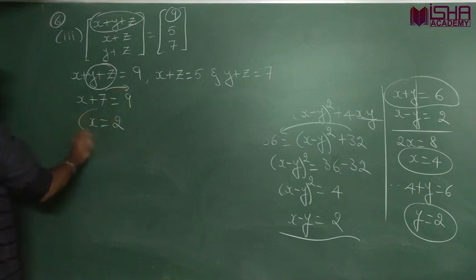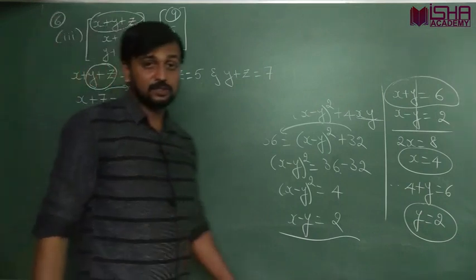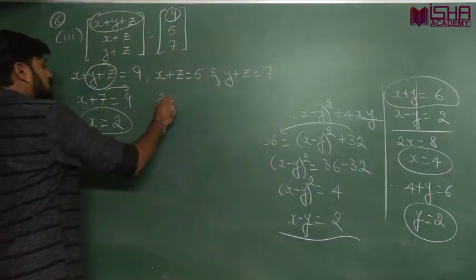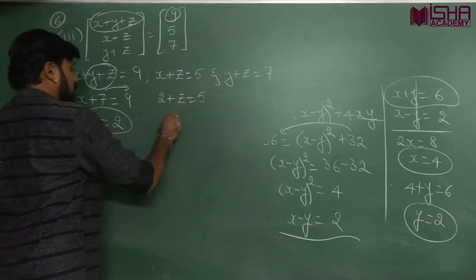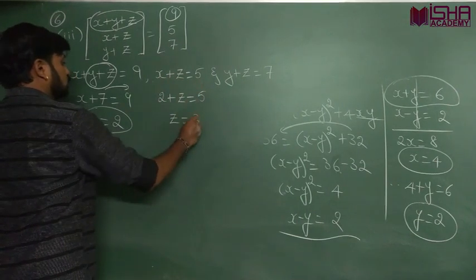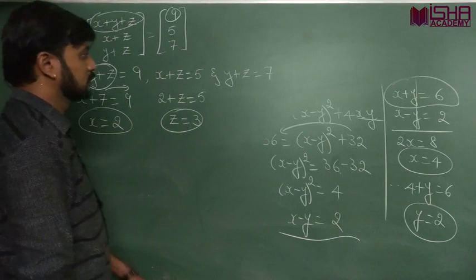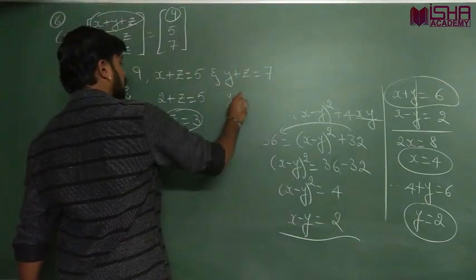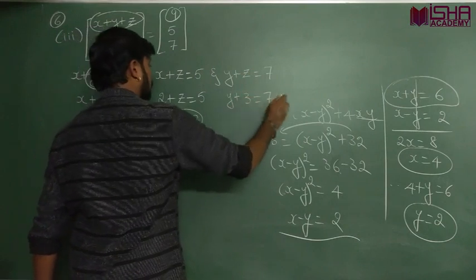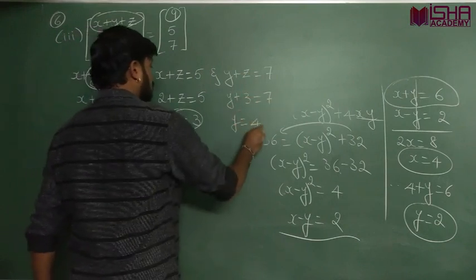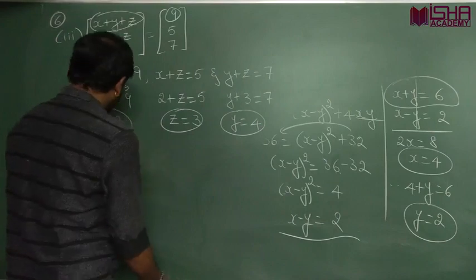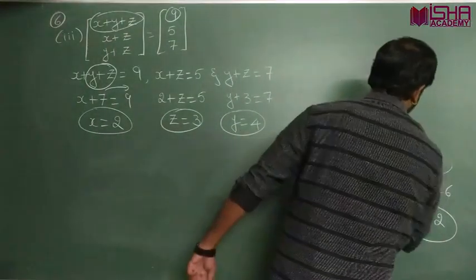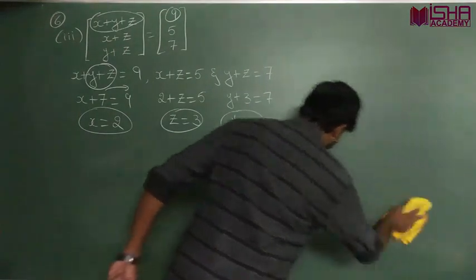9 minus 7, that is 2. Clear? So x is equal to 2. So x is 2, so 2 plus z equals 5. So what will be z? 5 minus 2, that is 3. And last, put 3 for z: y plus 3 equals 7. So y equals 7 minus 3, which is 4. So x is equal to 2, y equals 4 and z equals 3 will be your answer.